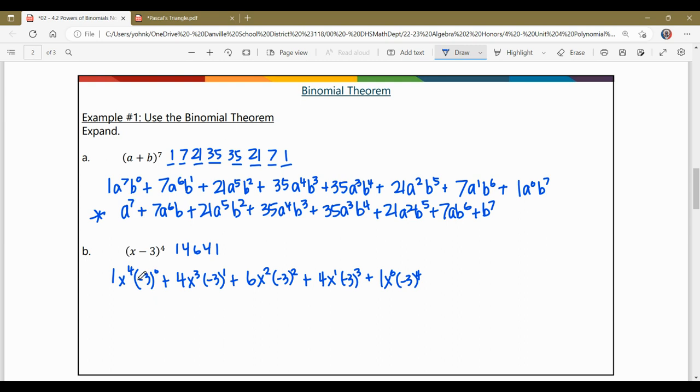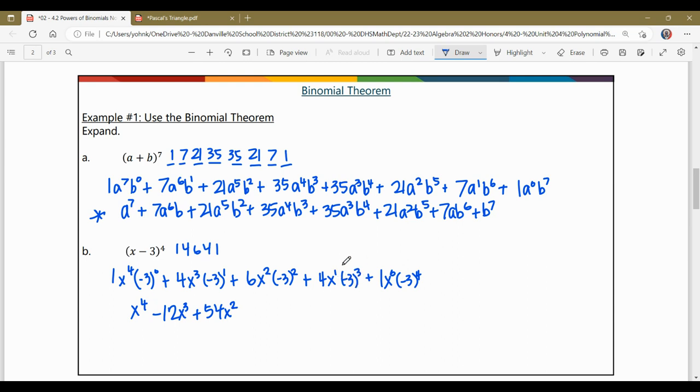All right, now we clean. -3 to the 0 is 1 times the 1. We just have x to the fourth. In the next one, we have 4 times -3. 4 times -3 is -12, x to the third. Then I have -3 squared is 9, times 6 is 54, x squared.